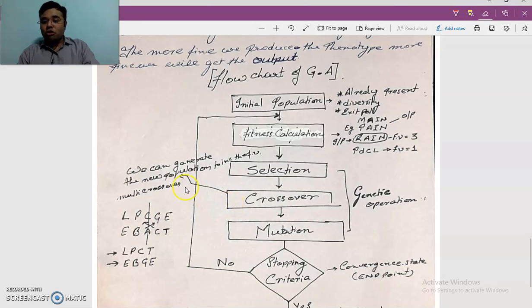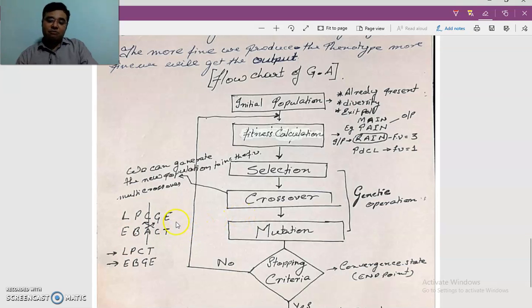After the process of selection, we come to a very important process which is known as crossover. In crossover, we can generate the new population from the fitness values with multiple crossovers. So how does it actually work, let me check. Here I have already selected a few different sets of values. Suppose I have selected L, P, C, G, E, and again I have selected E, B, A, C, T.